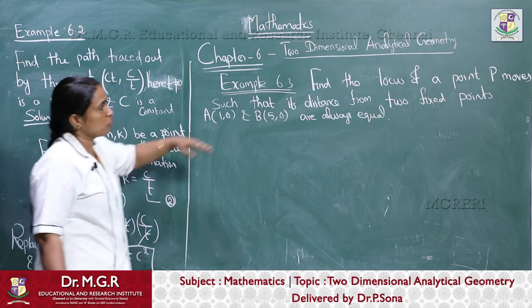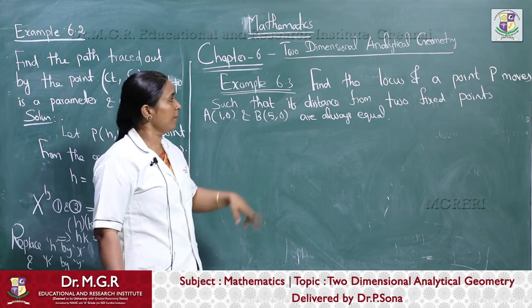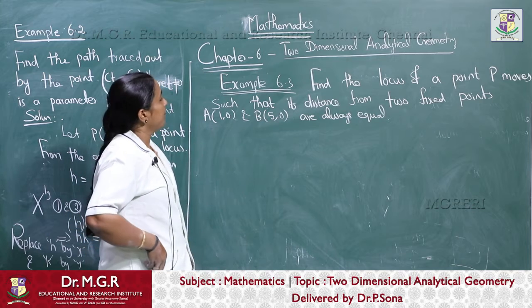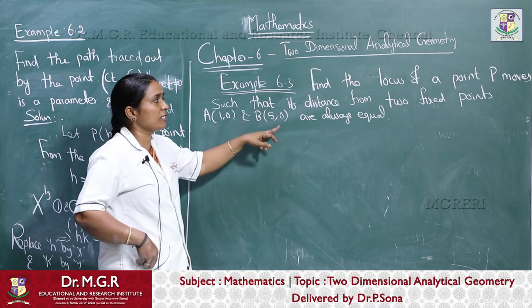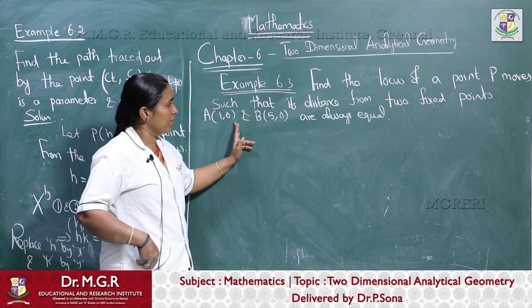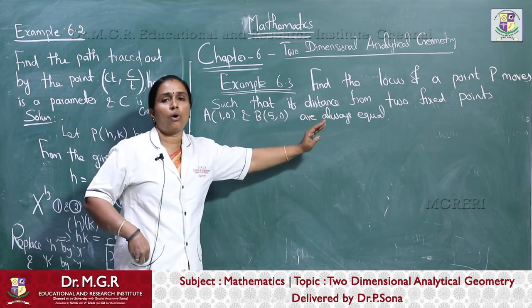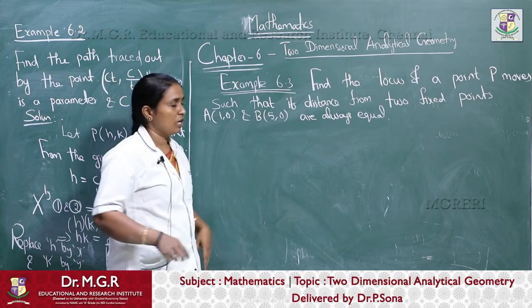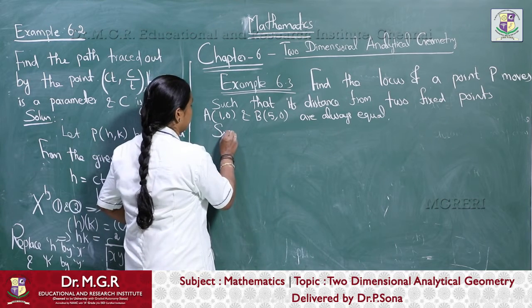Okay, so let's move on to example 6.3. Find the locus of a point P which moves such that its distances from two fixed points A(1, 0) and B(5, 0) are always equal. This is the question. So let's move on to the answer.